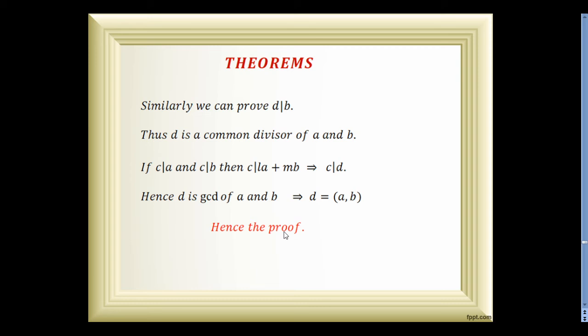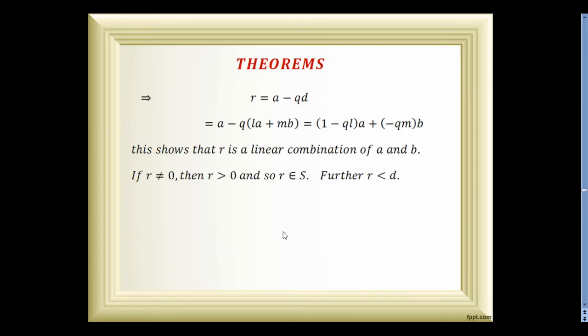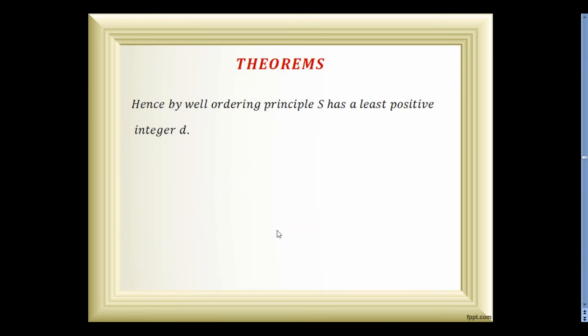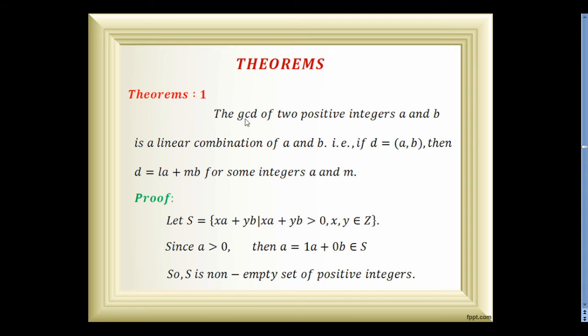Hence the proof. So in the given theorem, the GCD of two positive integers a and b can be written as a linear combination. If d equal to (a, b), then we proved d is equal to LA plus MB for some integers L and M. Thus by framing it as a linear combination of a and b, we have proved it.